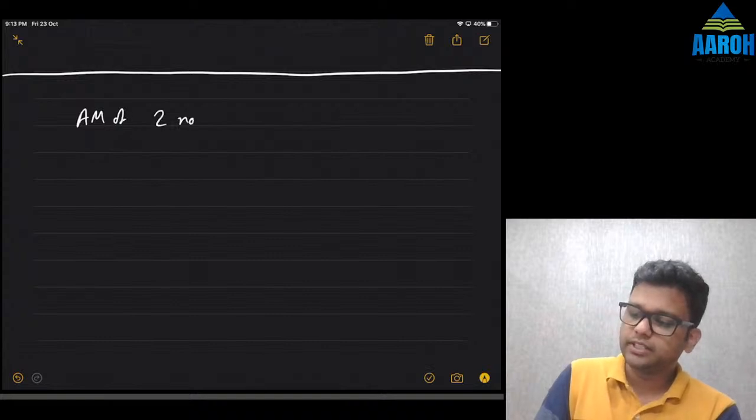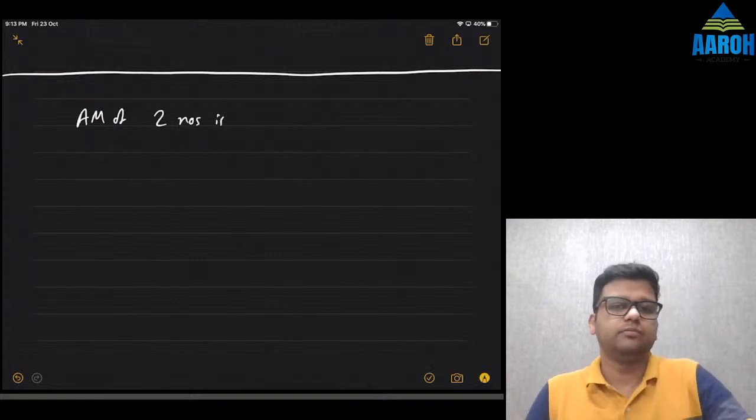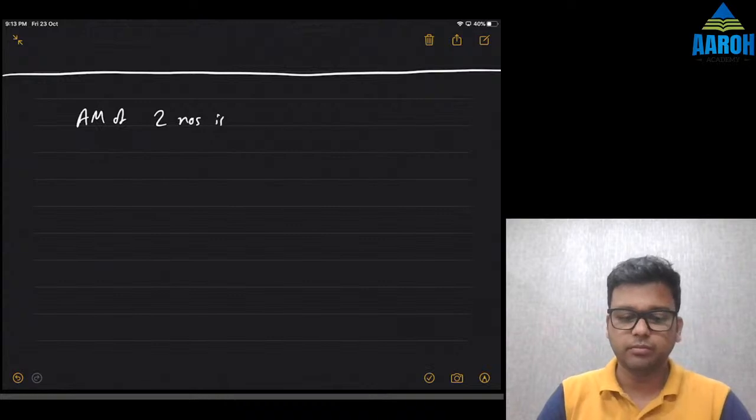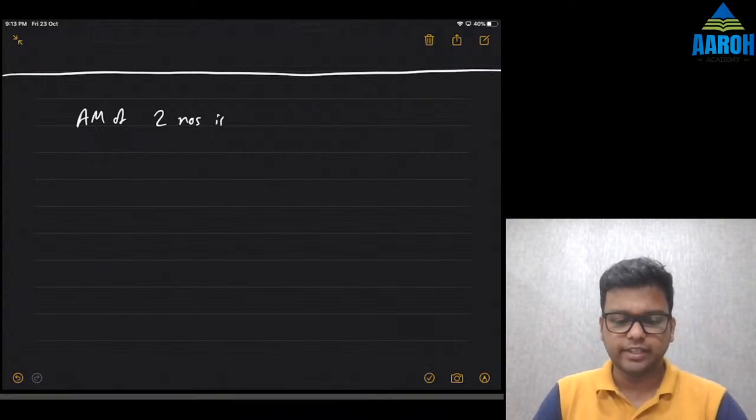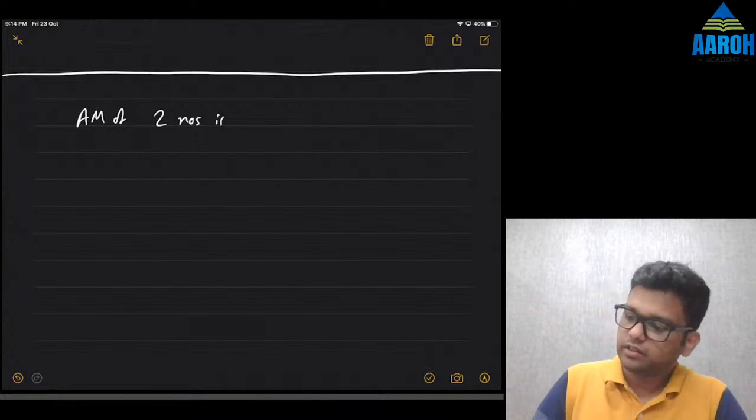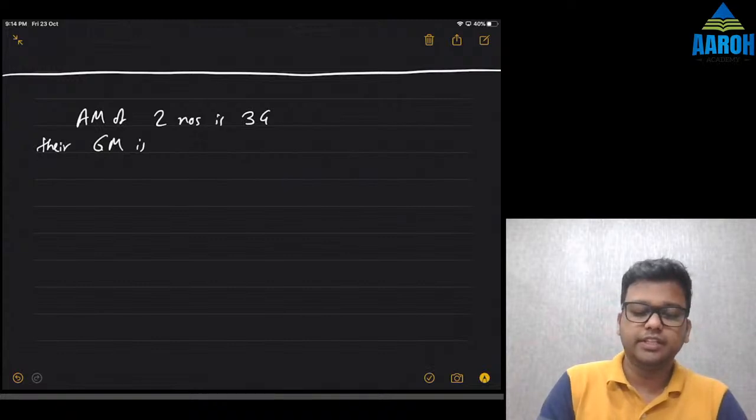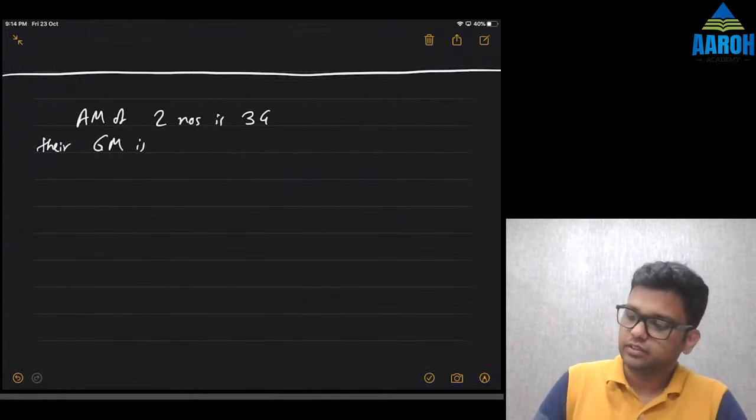AM of two numbers is, let's say, 34. Their GM is 16. Find the numbers.